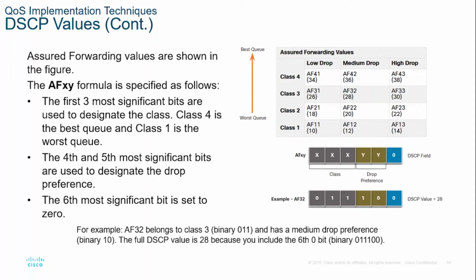For example, AF32 belongs to class 3, binary 011, and has a medium drop preference, binary 10. The full DSCP value is 28 because you include the sixth 0 bit. So binary 011100.